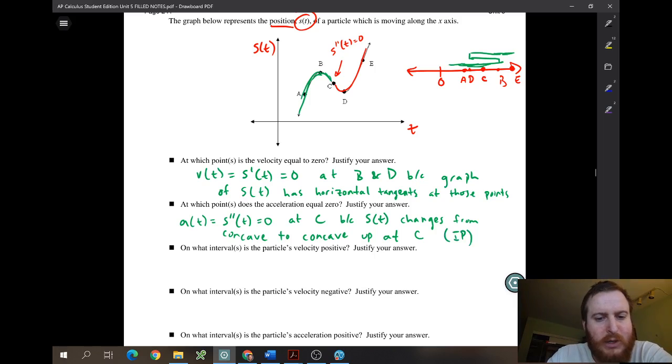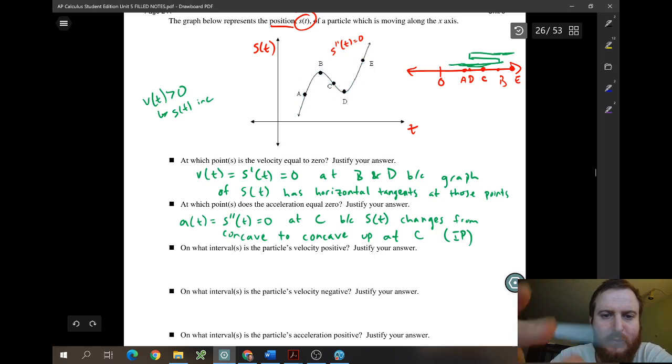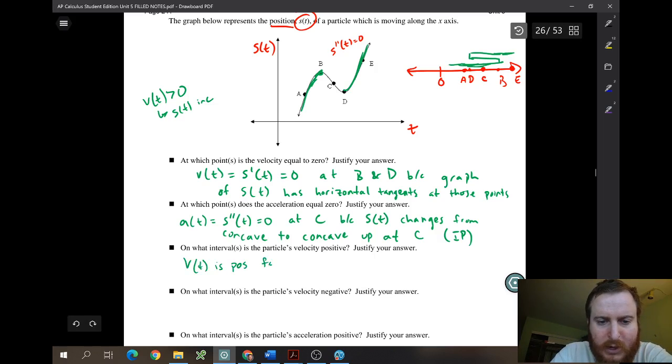All right, on what intervals is the particle's velocity positive? Velocity being positive, that's the derivative. That's going to match with position increasing. So where is this position increasing? It's increasing up until B, and then from D going forwards. Don't put from D to E, because there are arrows on this graph. Whenever there are arrows on this graph, you're going to use infinity. So the velocity is positive for negative infinity to B, because we have arrows, union from D to infinity.